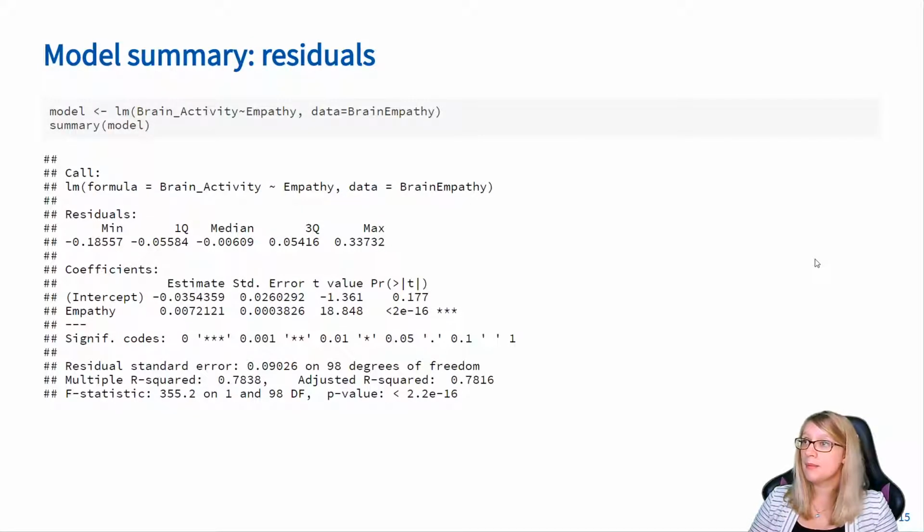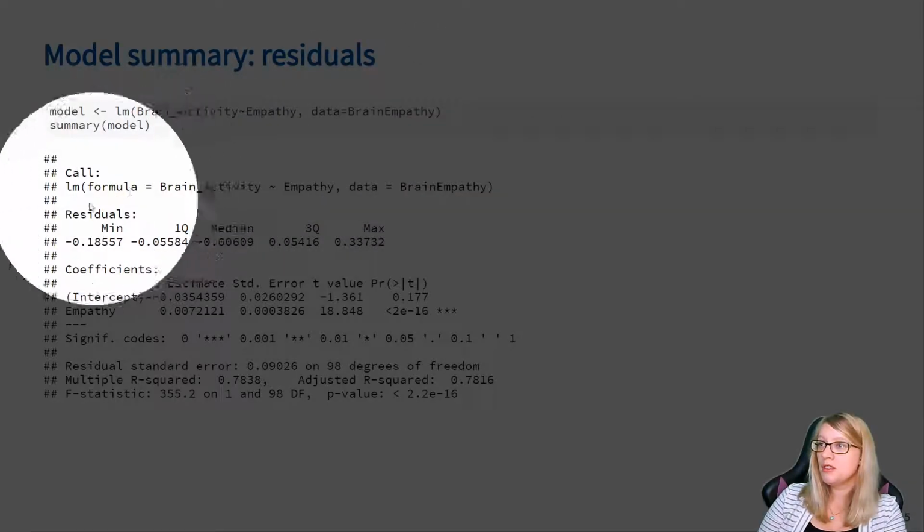Now, before we talk about the final 2 conditions, the N and the E condition, let's talk a little bit about the model summary and what information we're getting from that, because that can help us assess these conditions. So here I've fit my model in R, again using the lm function, lm standing for linear model. We write that brain activity depends on empathy, so that's what the tilde represents. We can then use the summary function to help us get some more information about this linear model. Now there are 2 tables that we want to look at in this summary, the residuals and the coefficients.